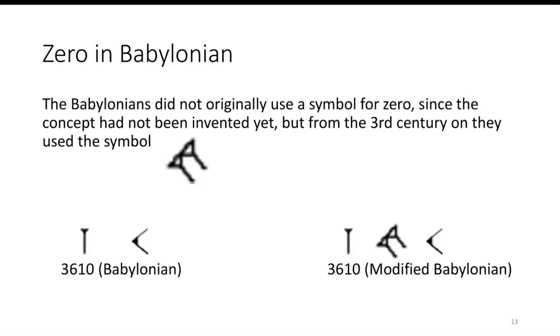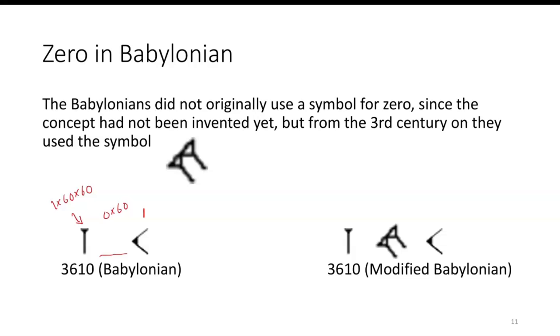Now, as for the 0, the Babylonians did not originally use a symbol for 0, since the concept had not been invented yet. But from the 3rd century on, they used this symbol that's essentially sort of like 2 ones, but at a diagonal. So 3,610 would be written as a 1 symbol here, and then there was a big space, which represented the 0 times 60. And then this symbol to the far left is 1 times 60 times 60. So that's 3,610.